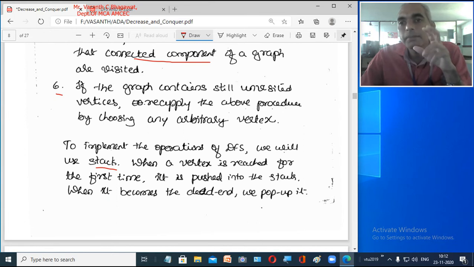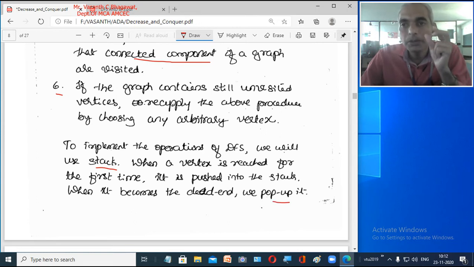So you know that for a stack, basically the two operations are push and pop, right? Once you visit a vertex for the first time, we push that into the stack. Now when it becomes a dead end, we pop that from our stack. That means we remove that element from the stack. So when you are pushing and popping, those are the two operations you are going to make.